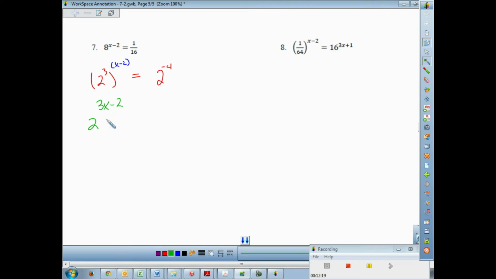That's 2 to the 3x minus 6. What am I doing? I got spring fever or something here. Get them both as base 2s first, right? Don't cheat on me and try to go straight to the exponents. Now they're both base 2s. Set the exponents equal to each other. Okay. Is that right?